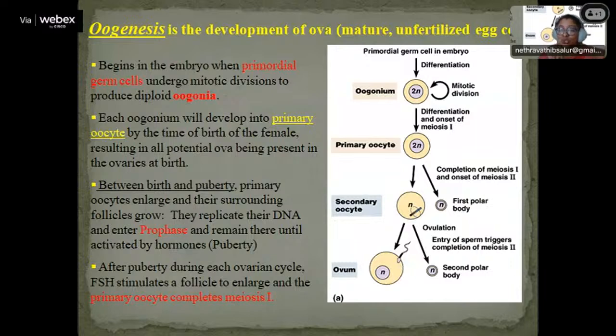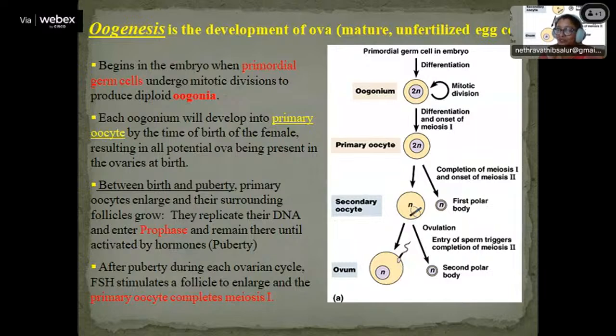Now, oogenesis starts from the fetal stage. This you have to remember. Oogenesis starts from the fetal stage. Once the fetus is decided to be a female, the fetus starts producing the eggs. If you see here, the eggs are produced in a very limited number. The sperms are produced in millions, but the eggs are produced in limited number.